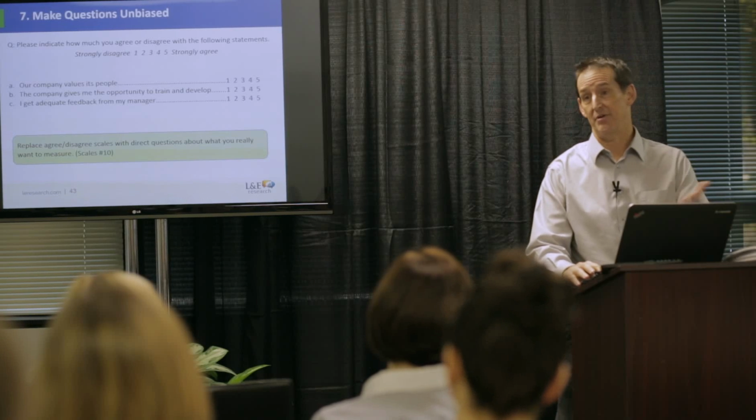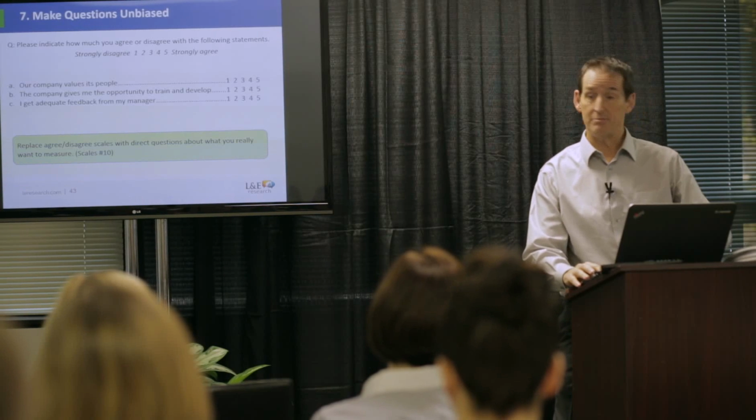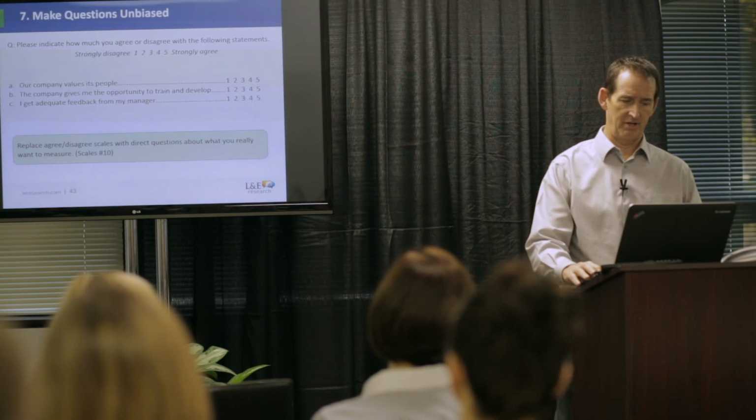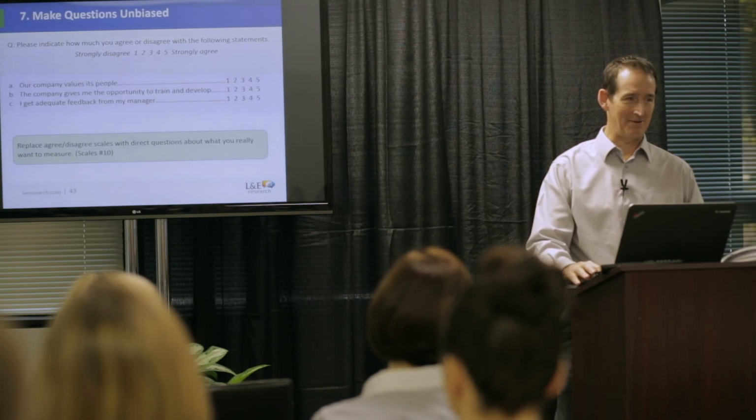I get adequate feedback from my manager. I might get wonderful feedback from my manager, so I'm going to disagree with that. So replace agree, disagree scales with direct questions about what you really want to measure. It's a place where it's pretty easy to get sloppy. And I will tell you, I have used these before, but I tighten them up. I get excellent feedback from my manager. I make item B two questions. And I'd leave the company values its people if they really want to keep it that way.